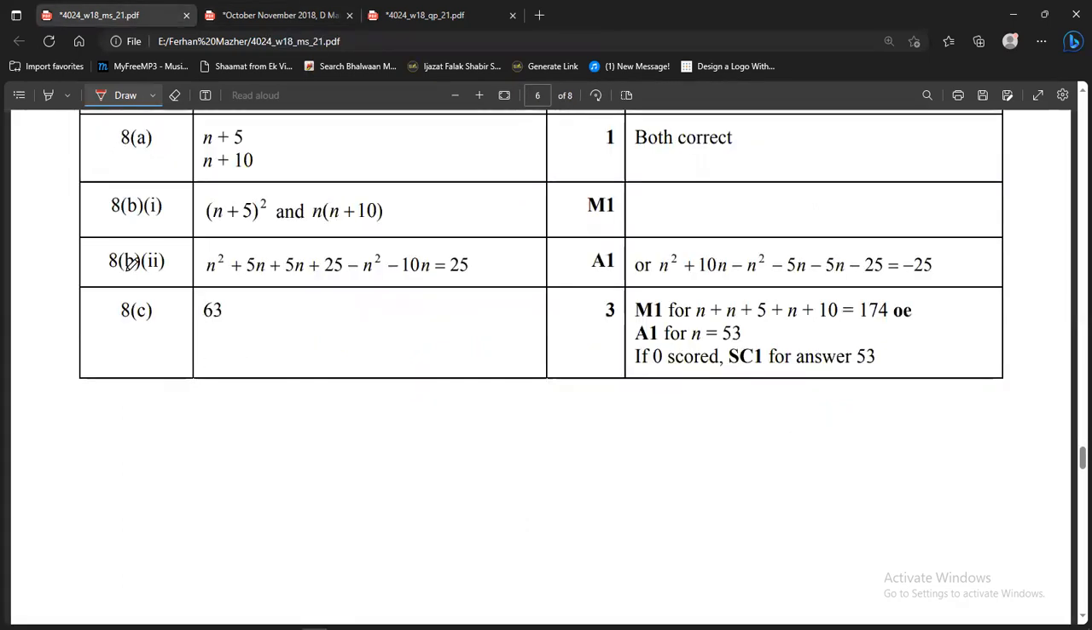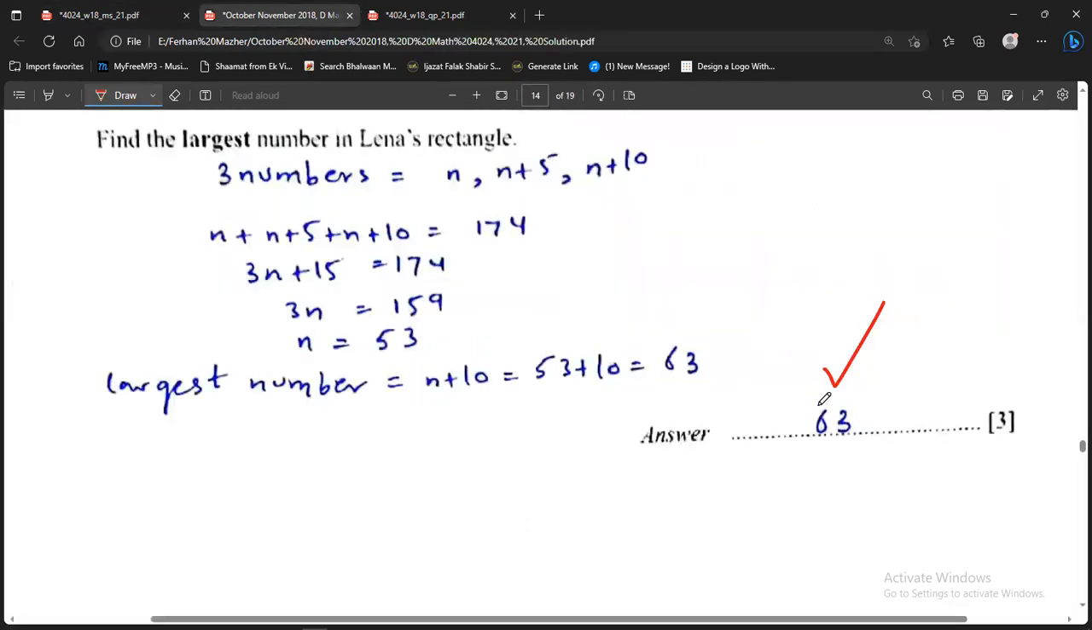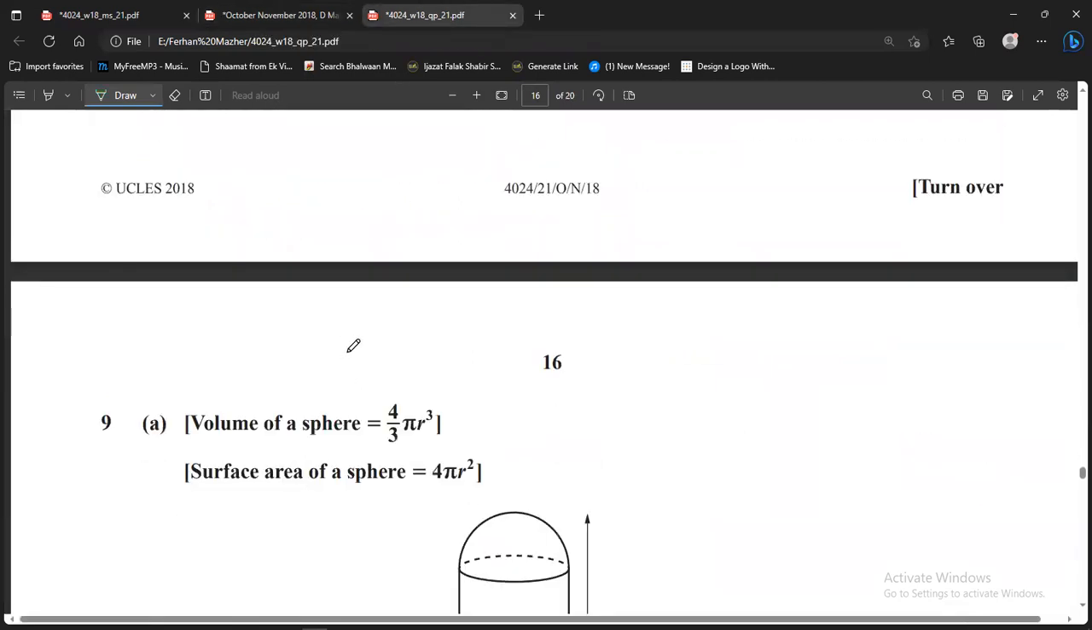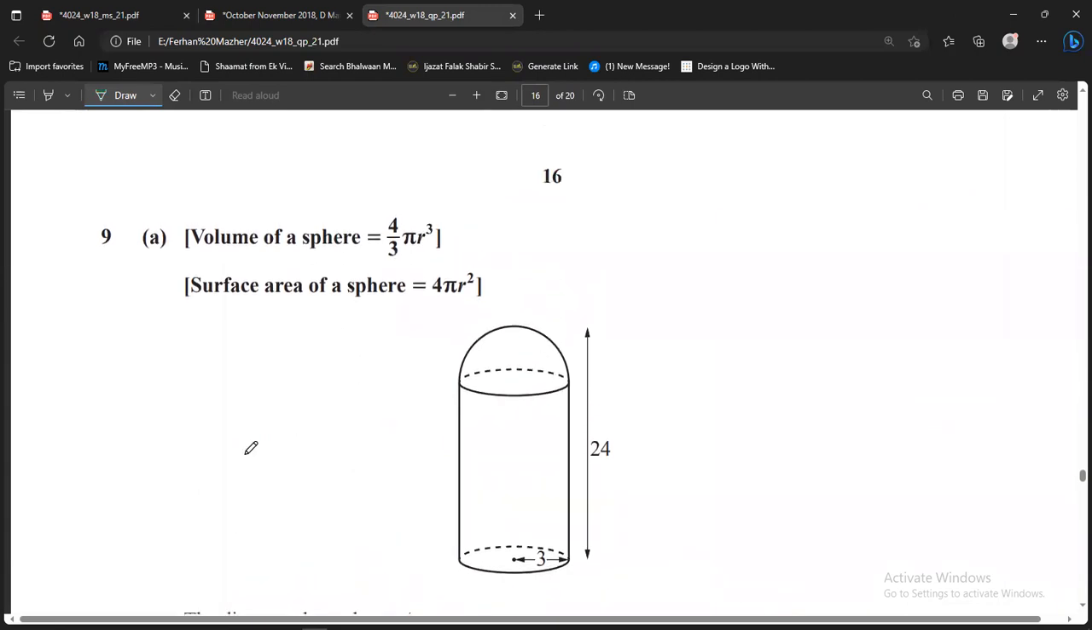63 is the right answer, sir. 63 is the right answer. Okay, so we are going to the next question. Here we have question number 9.